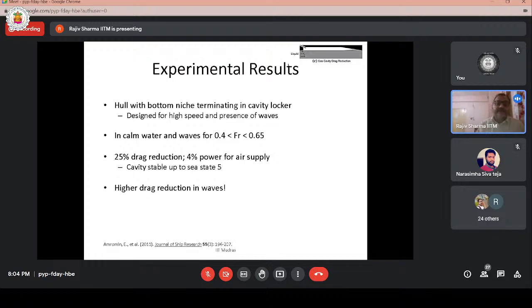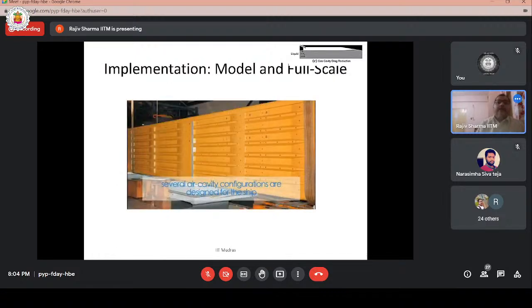Higher drag reduction in waves. That means in waves, you really don't get any benefit. Implementation has been there for model scale and full scale. But the only issue is that the cavities are not stable. Cavities cannot be maintained over the entire range of Froude number. They are applicable at a very low Froude number range.